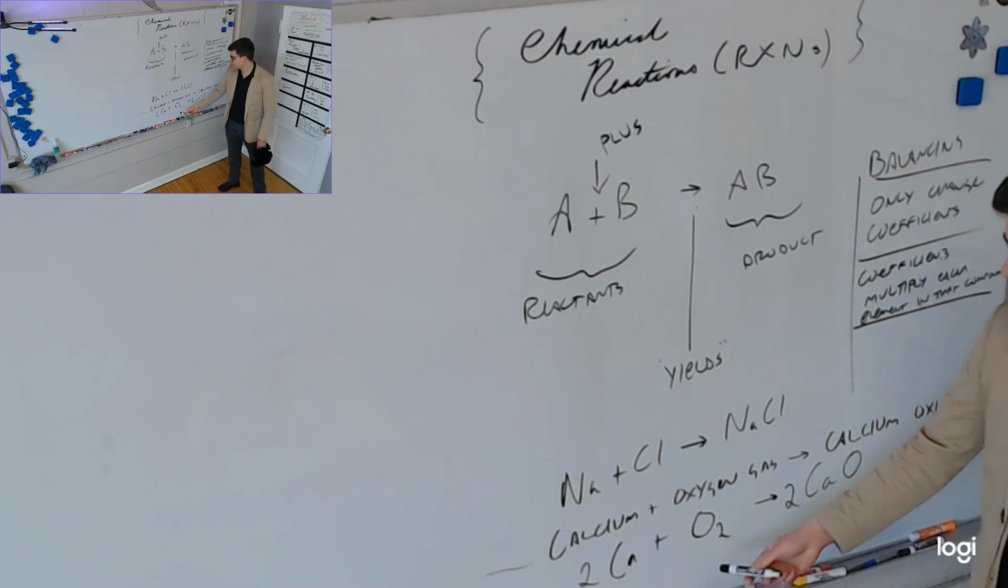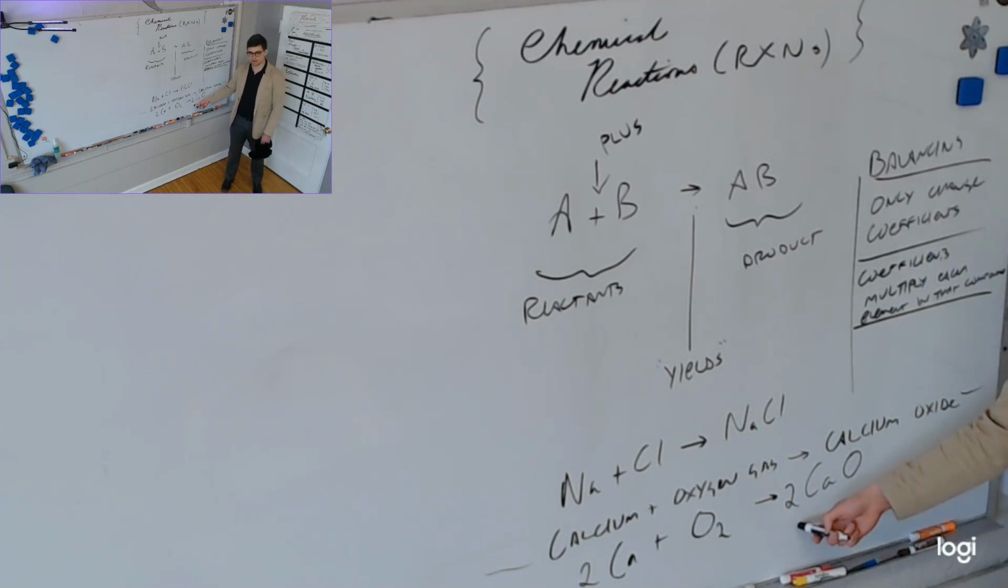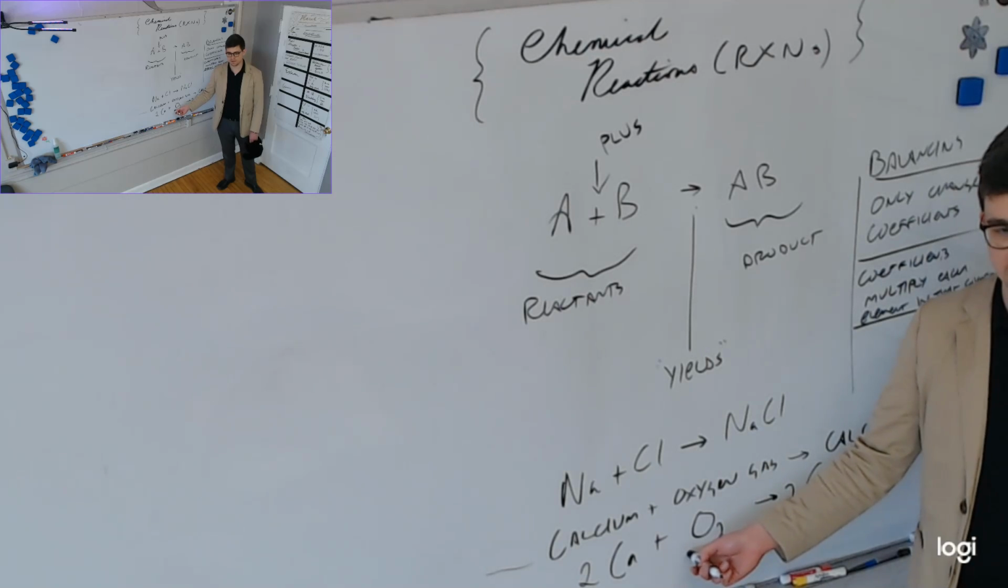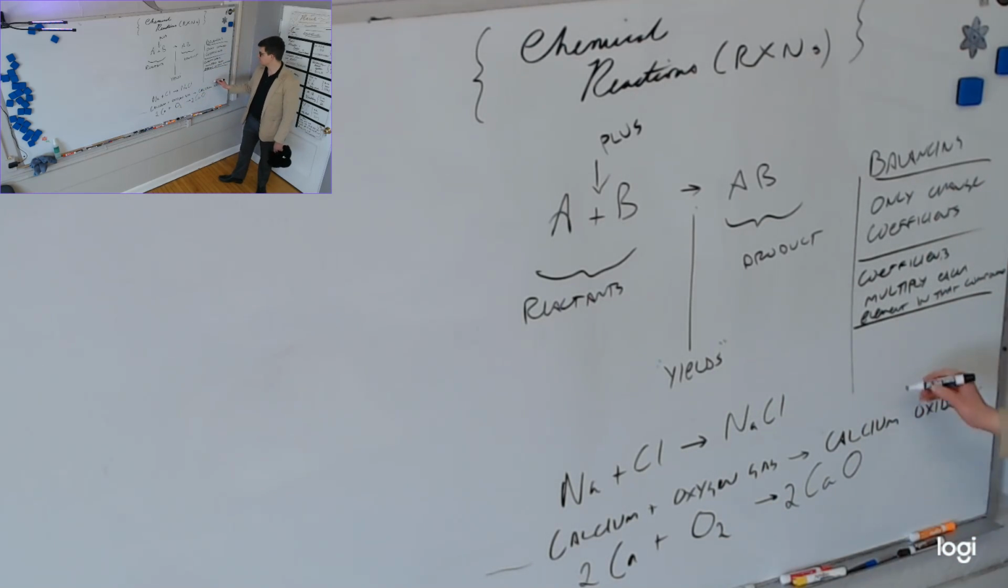So if I have the 2 here, the coefficient 2, means I have 2 calciums and 2 oxygens. Do you see how that balances the 2 oxygens here, even though this one's a subscript? What is the goal of all this? What am I trying to do?